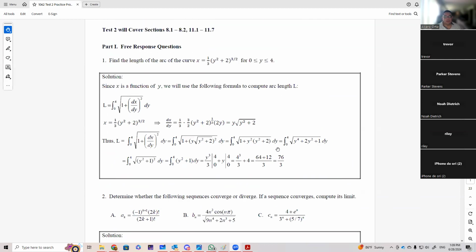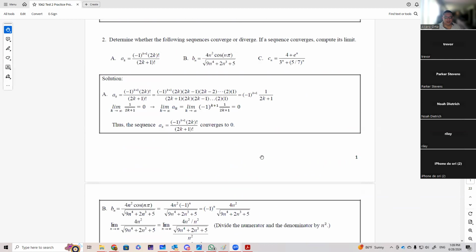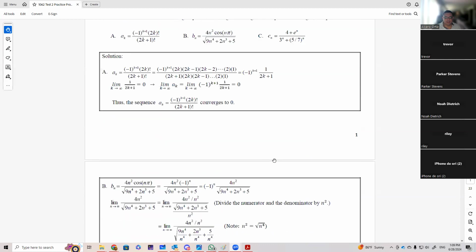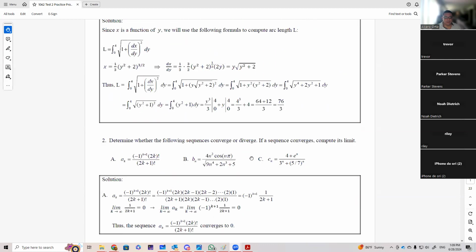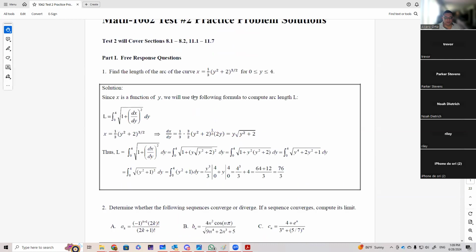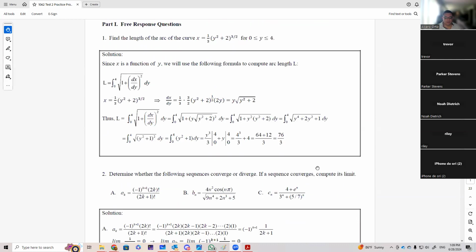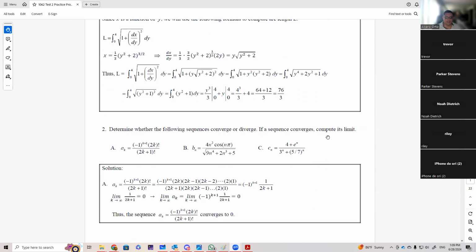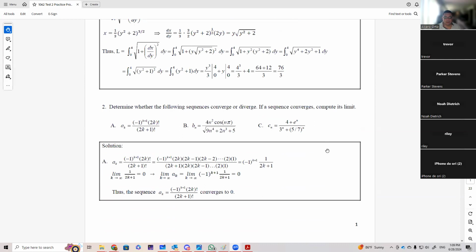Again, surface area might be something that you can also consider, but it's a very similar exercise to the arc length. So I'm just going to move on to sequences. If anything, I can return later to surface area with one of the questions if you have one for those.